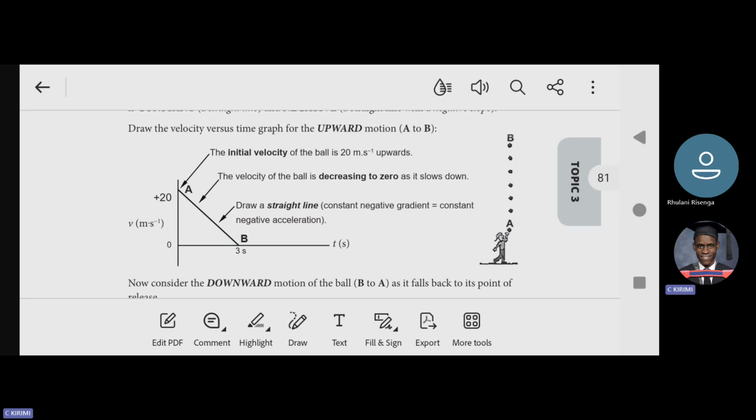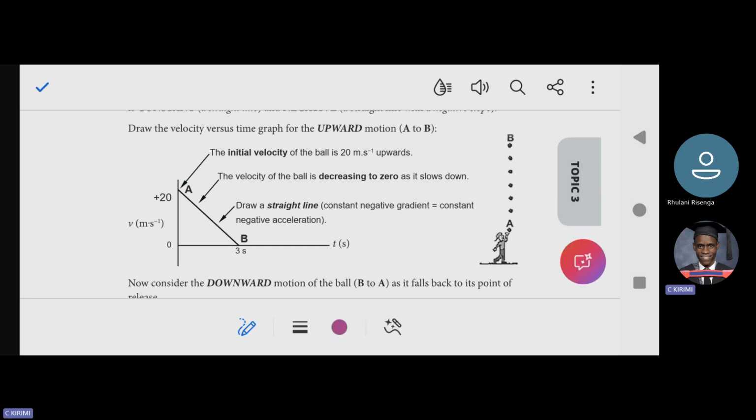When the ball is moving 20 meters per second upwards, that is your initial velocity here, then the ball starts to come down. At this point is where you have projected the object upwards. But is the velocity increasing as you are going up or decreasing? The final velocity is now 0 at that maximum point.